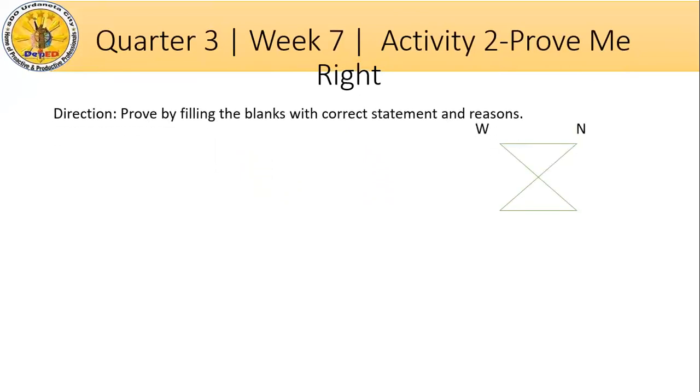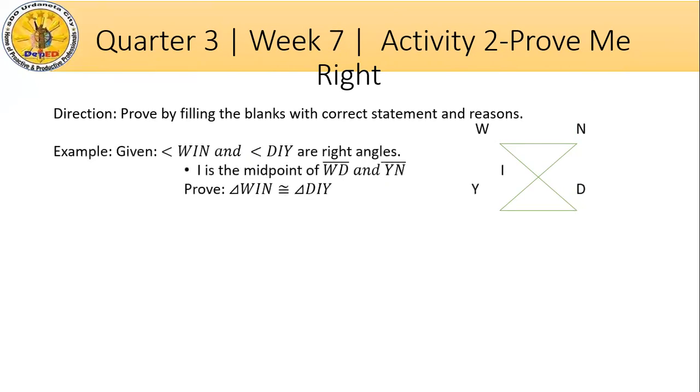Okay? For our last activity, Prove Me Right. The direction is to prove by filling the blanks with the correct statements and reasons. So I am going to give you an example again. We have here the given: angles WIN and DIY are right angles. Another given, I is the midpoint of WD and YN. We are going to prove that triangle WIN is congruent to triangle DIY.